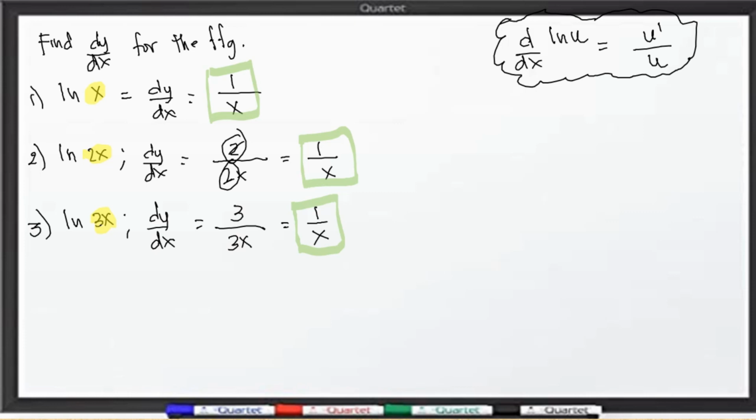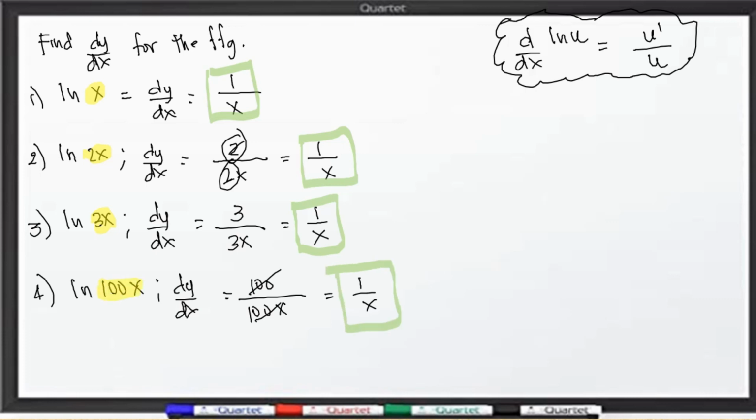Subukan nga po natin sa pang-apat, ln of 100x. So, ang dy dx po niyan, para maging konkreto yung ating conclusion, ay 100, yung derivative ng x, over 100x. I-cancel na naman po itong dalawa. So, mangyayari 1 over x na naman. So, therefore, matibay na po yung ating proof. Whatever numerical coefficient na meron si x, basta ln of x, 1 over x na po yan, automatic. Okay.